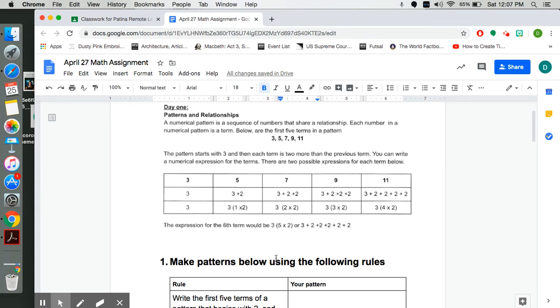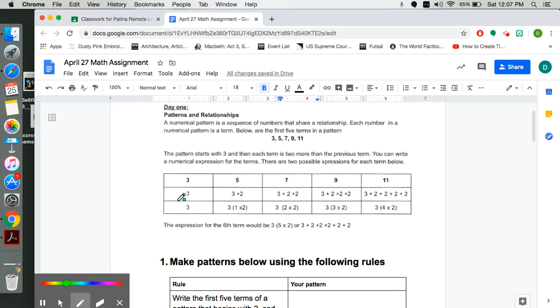So patterns are a set of repeating sequences. Anytime these numbers on top of the table, those are going to be called terms. So in this table, the terms are 3, 5, 7, 9, and 11. So they're counting by twos, starting at 3. So we've got two different patterns here.